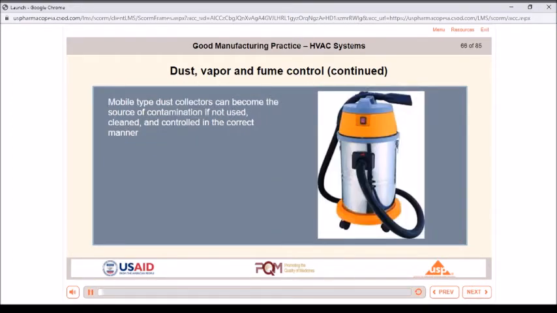Dust, vapor, and fume control continued. Mobile type dust collectors can become the source of contamination if not used, cleaned, and controlled in the correct manner.